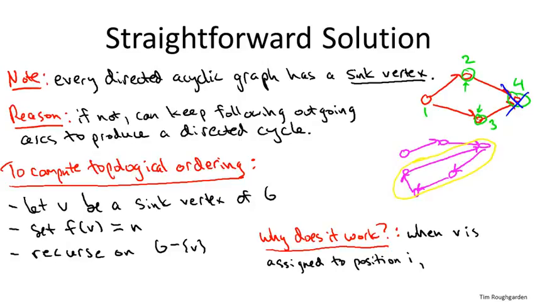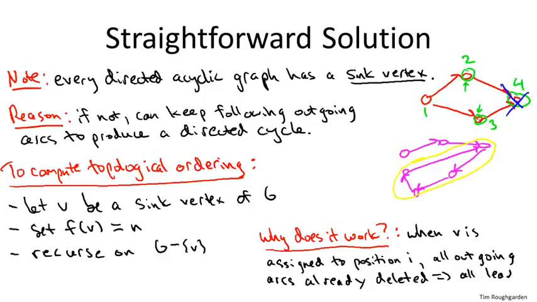Well, it means all of the outgoing arcs that it has have to go to vertices that were already deleted and assigned higher positions. So for every vertex, by the time it actually gets assigned a position, it's a sink, and it only has incoming arcs from the as yet unassigned vertices. Its outgoing arcs all go forward to vertices that were already assigned higher positions and got deleted previously from the graph.